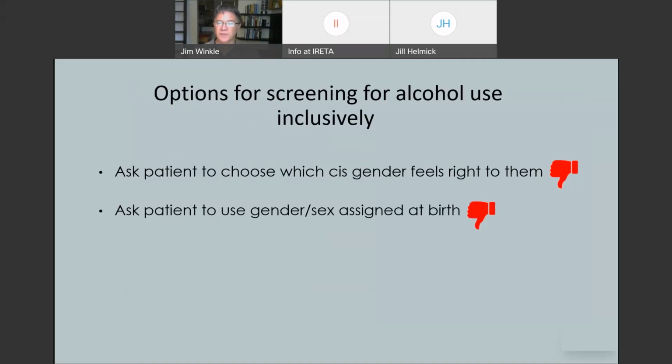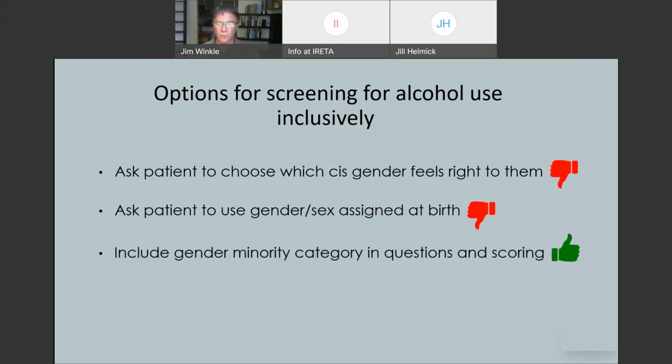Another method that people suggested is, why don't we just ask people to use the gender or sex they were assigned at birth? But that just reinforces their sex assignment, which they probably tried hard to transition away from. It's probably an important part of their self-identity, self-actualization to identify as not the gender or sex that was assigned to them. So we're just reinforcing something that they've worked hard to get away from. And that doesn't feel good, and it's not good science.